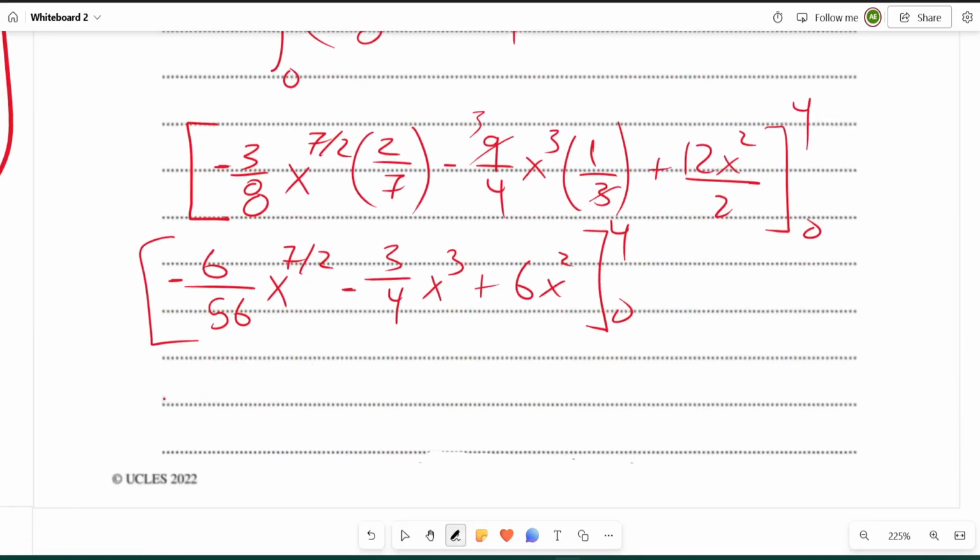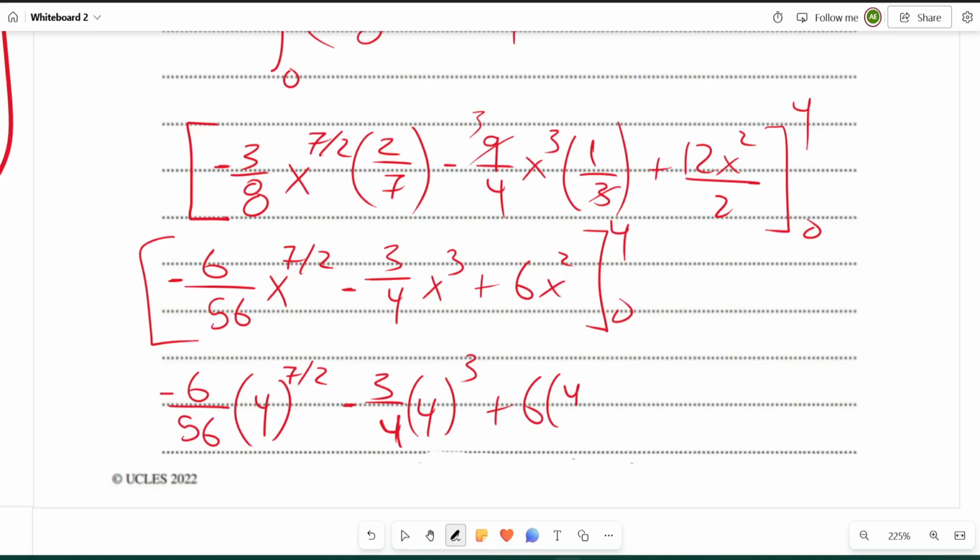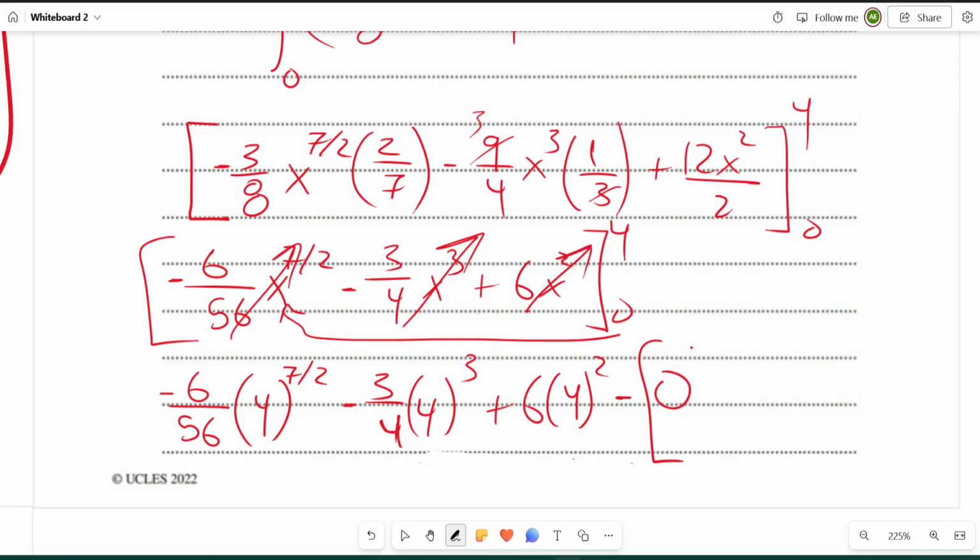So let's substitute 4 first, so it's going to be minus 6 over 56 into 4 power 7 over 2, minus 3 over 4 into 4 power 3, plus 6 into 4 squared. Then minus, when I substitute 0, that's going to be 0. Here is 0, here is 0, so it's just minus 0. And the final answer, when I plug everything into the calculator: negative 6 over 56 times 4 power 7 over 2 minus 3 over 4 into 4 power 3 plus 6 into 4 squared, minus 0.